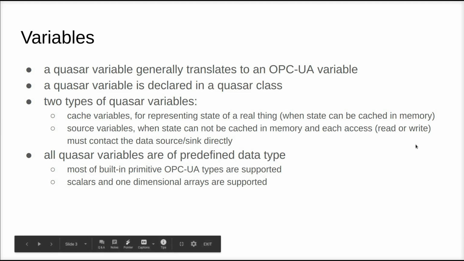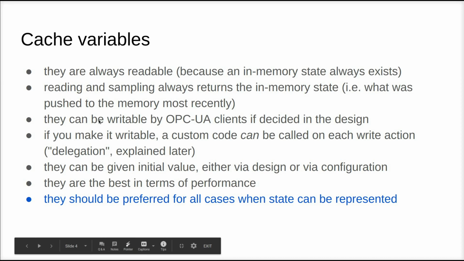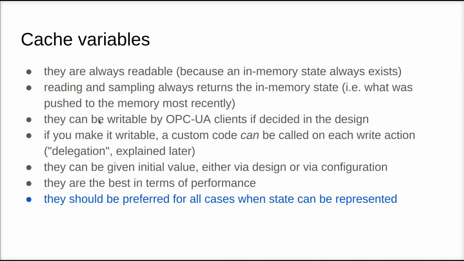So let's now focus on cache variables. Cache variables are always readable by OPC-UA clients, and that is because there is always an in-memory representation of the state, so you can always read it. Whenever a client wants to read or sample a cache variable, this always returns the in-memory state. That means this always gives you the last information that was pushed to the memory or pushed to the cache most recently.